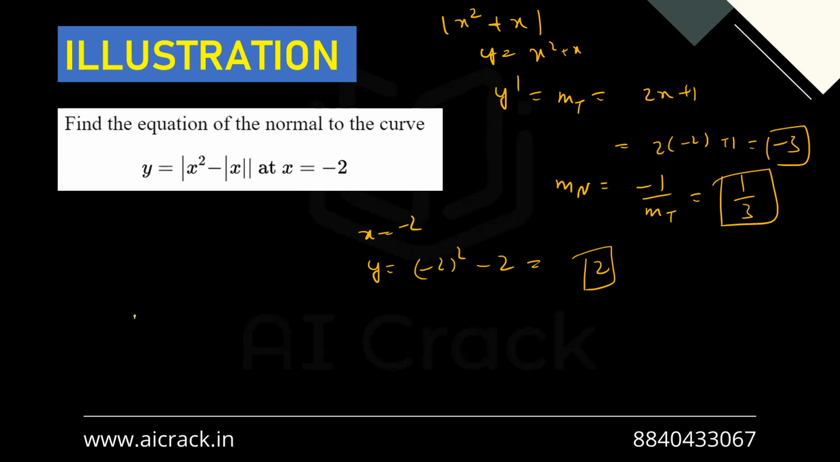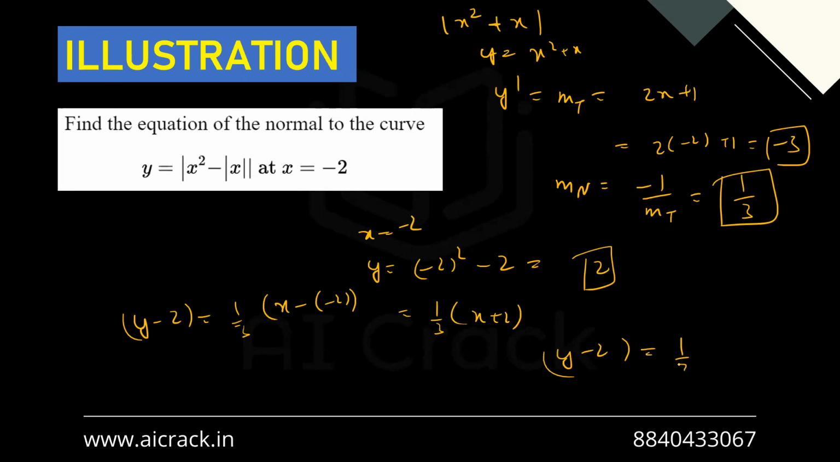So the equation would be y minus 2 equals 1 by 3 times x minus minus 2, that would be 1 by 3 times x plus 2. So this is our equation, y minus 2 equals 1 by 3 times x plus 2. This is the equation of the normal.